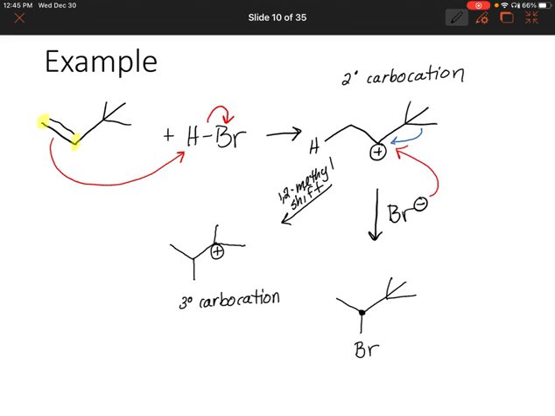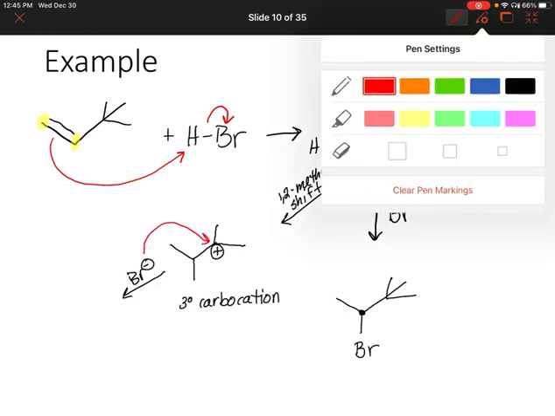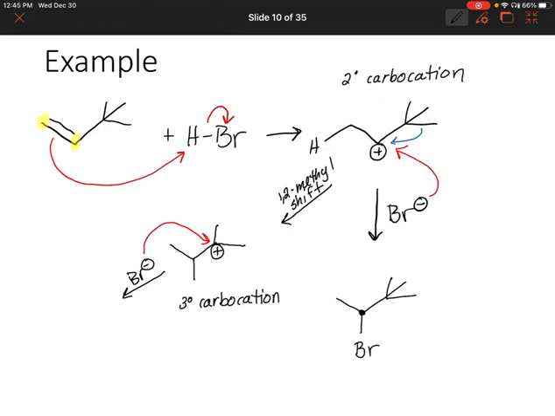Okay, so then we can go one step further and add the bromide ion. Now that can attack the carbocation, and we end up with bromine on the other side of the molecule. So now it's attached to that carbon there. Now, because the tertiary carbocation is more stable, that product will be the major product. The other product will be the minor product.